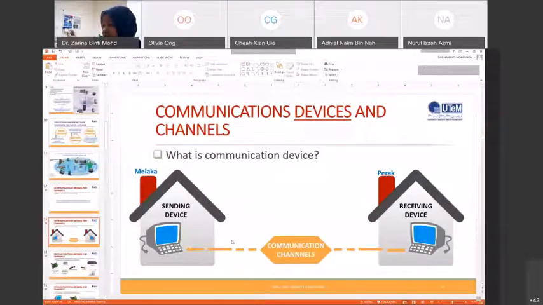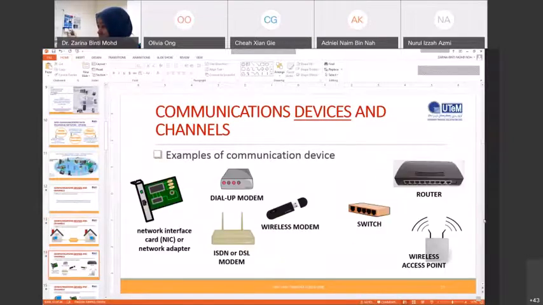If we visualize the communication way, let's say we have a sending device in a place at Malacca. If this sending device wants to send data to another device in a building in Perak, for example, the data needs to travel through the communication channels. So this is the meaning of communication channels.